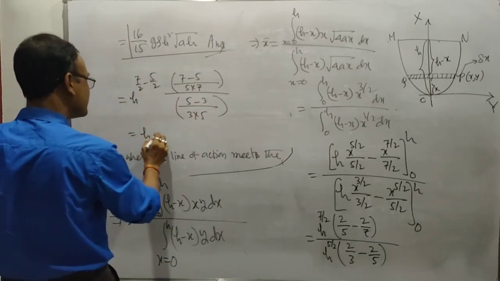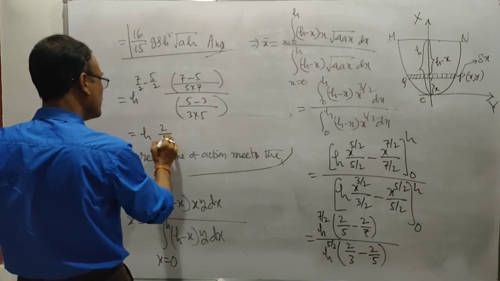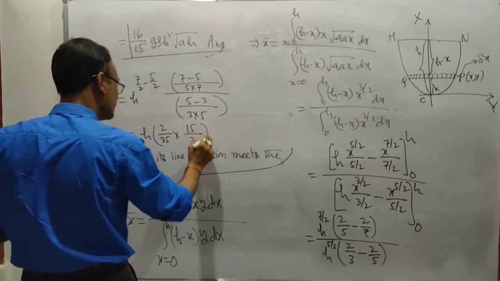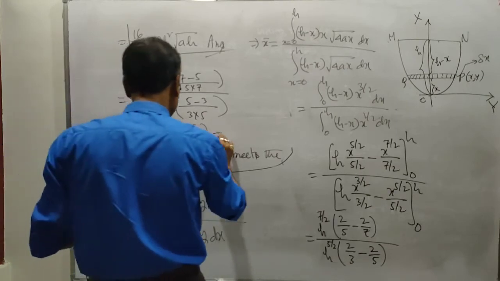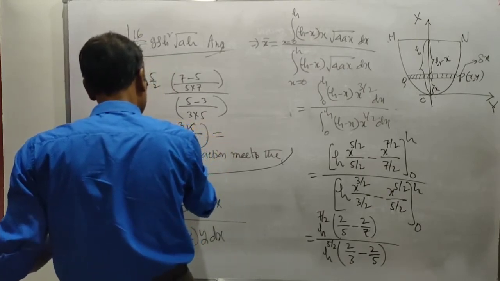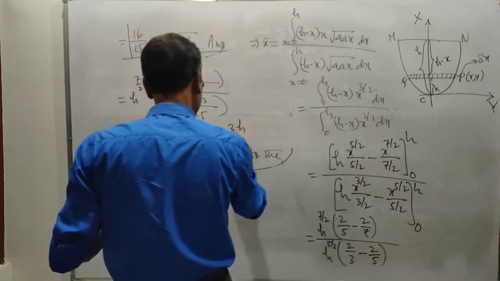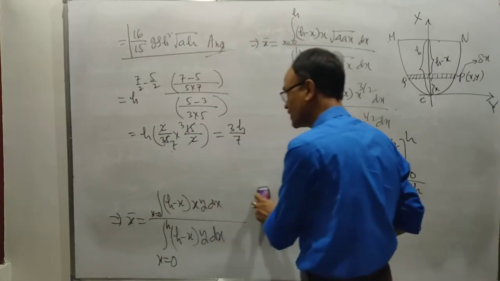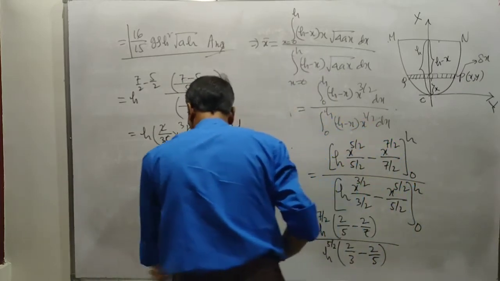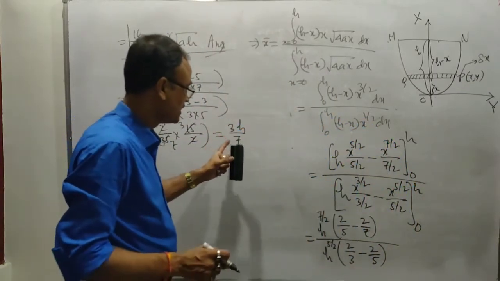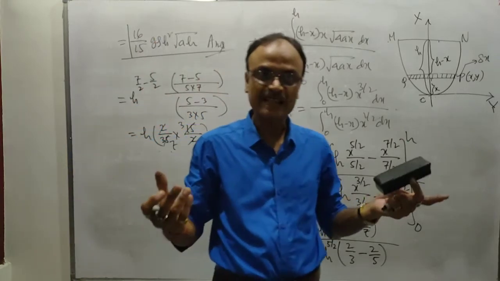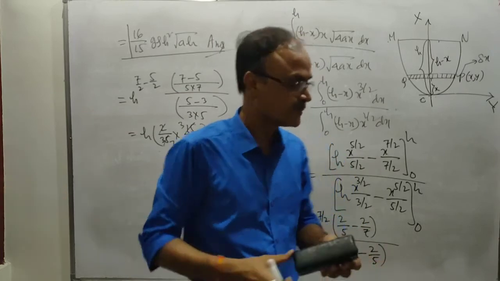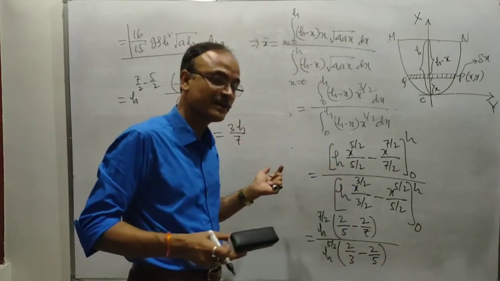This is equal to h into 2 by 35, 15 by 2. 2 will be cancelled. This is equal to thrice h by 7. You will get thrice h by 7. Therefore, the depth of center of pressure from the vertex of the parabola is thrice h by 7.